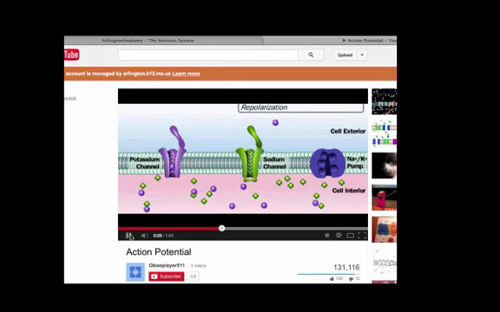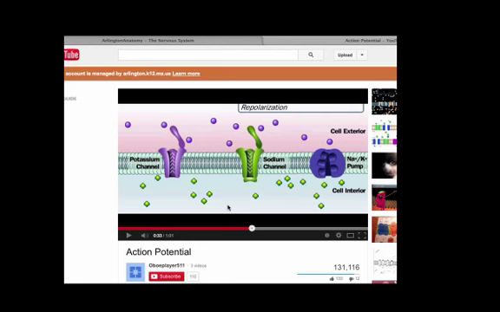The next thing that's going to happen is repolarization. The potassium channels open up and potassium leaves the cell. Potassium is positive too, so when the potassium leaves, the inside of the cell becomes negative again. We've reset up that polar resting potential. We've reset up the charge difference across the membrane.